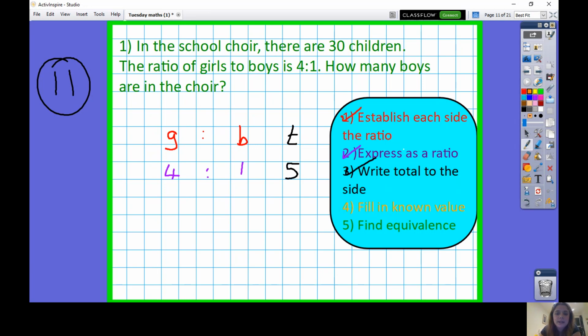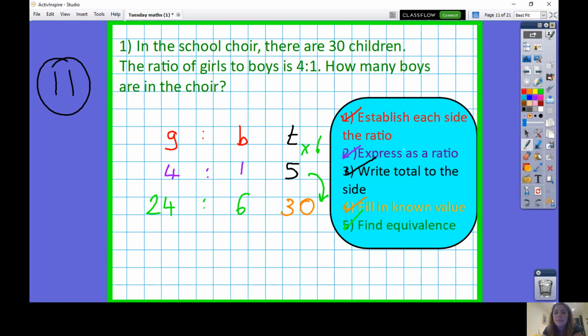Pause the video if you want to do it step by step. In the school choir, there are 30 children. So that's my known value. That goes down here, 30 children. Step 5, find equivalences. Pause the video and do that if you want to do it step by step. Okay, what do I times 5 by to make 30? 5 times 6. Let's times everything by 6 then. 4 times 6 is 24 and 1 times 6 is 6. Let's check, do they add together to make 30? 24 and 6 is 30.